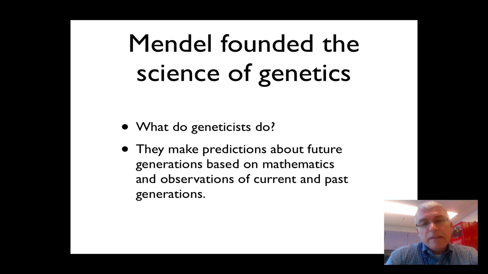Now, Mendel is considered to be the founder of the science of genetics, even though people have been interested in genetics for a very long time. People have noticed for thousands of years that kids look like their parents. But what are the rules governing which traits are passed on and which traits aren't? This is what geneticists do. They make predictions about future generations based on mathematics and observation, not just on what they believe or what they hope.